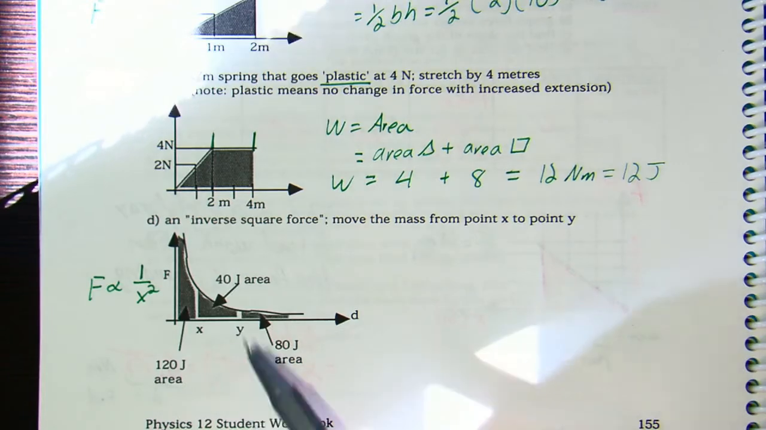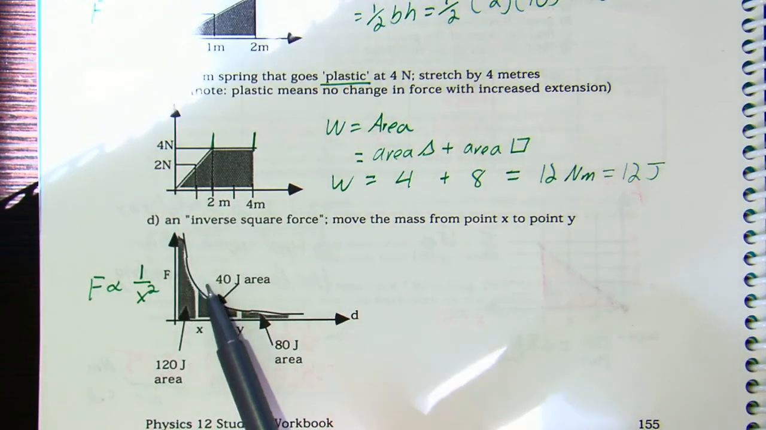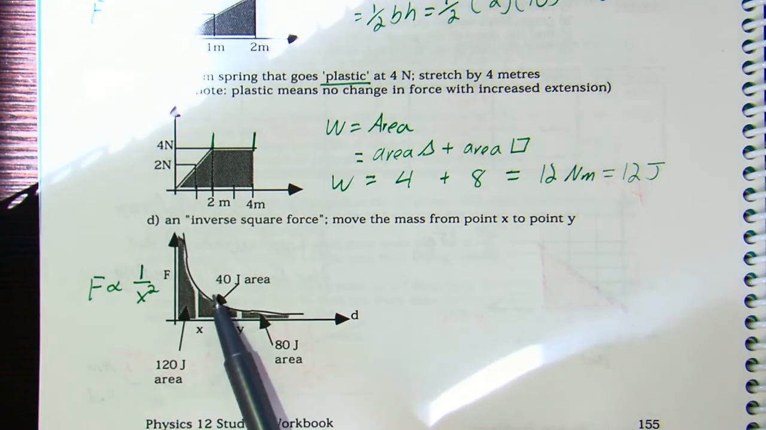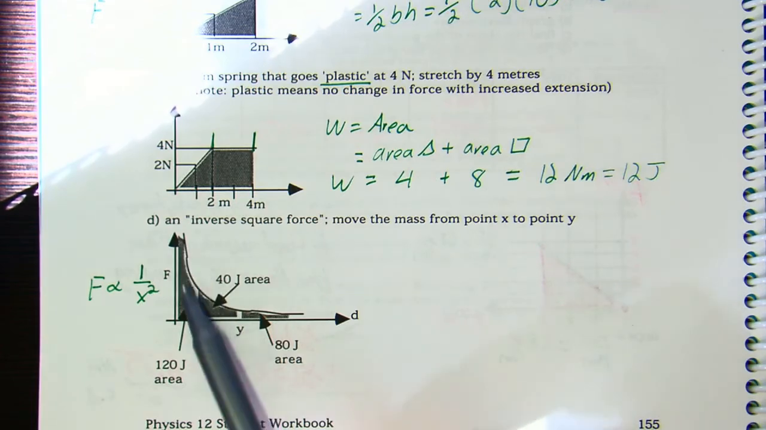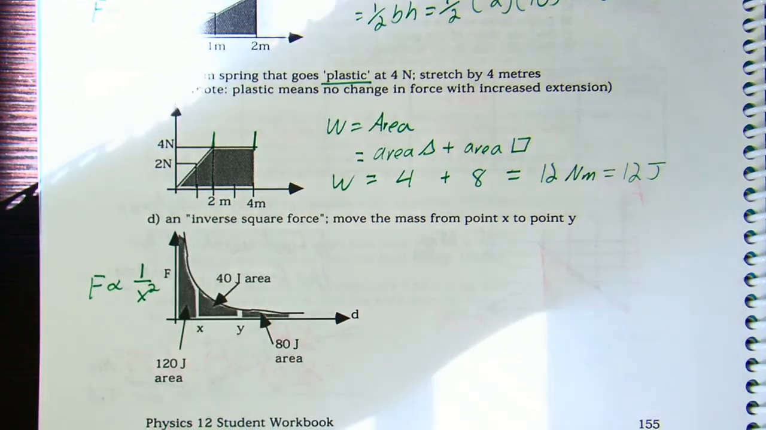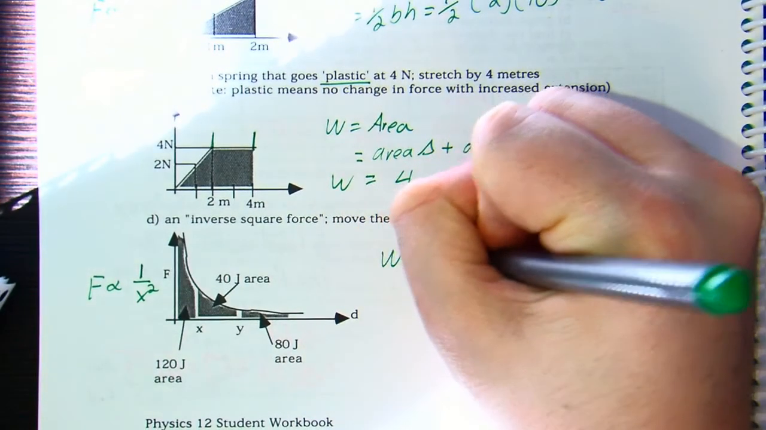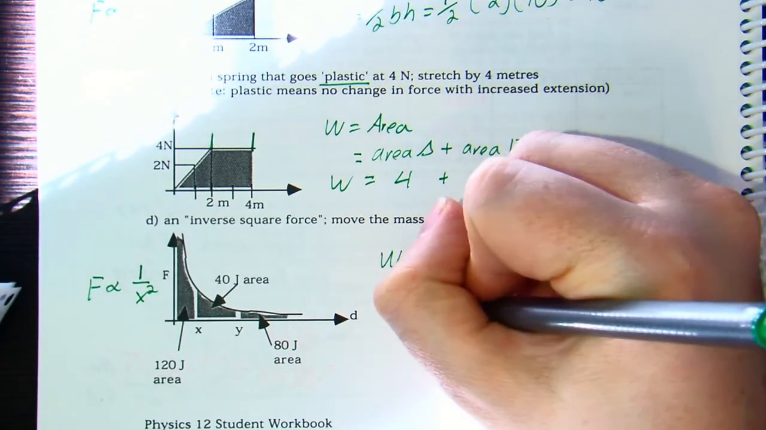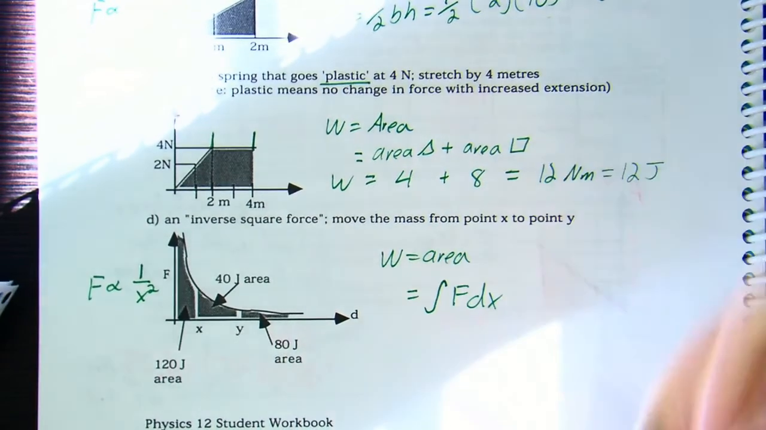The question is, well, what do you do with something like this? Like it's a constantly curving shape or a constantly curving line. It's not like you can find the area under any one of these things. So what we end up doing here is this is where calculus becomes involved. And we say, well, if work is equal to the area, what we want to do is sum up the area over all of our extensions.